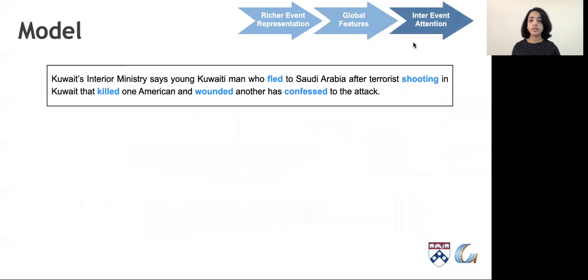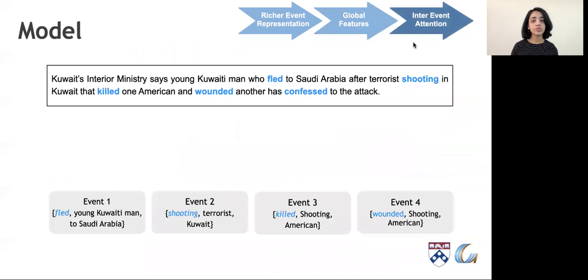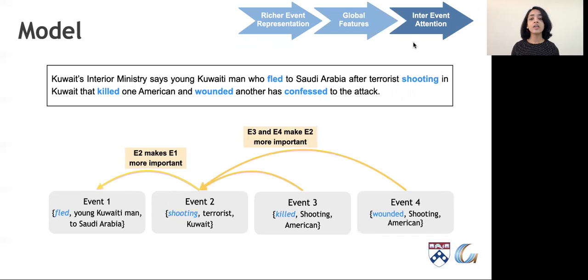Now let's look at this excerpt from a document. The first 4 events here are fled, shooting, killed, and wounded. If we look at the first event, a young Kuwaiti man fled to Saudi Arabia alone, versus event 2, which is a terrorist shooting in Kuwait, followed by the same young Kuwaiti man fled to Saudi Arabia. We can see that event 2 has increased the significance of event 1. Similarly, event 3 and event 4 mention the killing and the wounding caused by the shooting event, and thus increasing the severity and the salience of the shooting event. This gives us an intuition on how the interaction between events influence their salience.